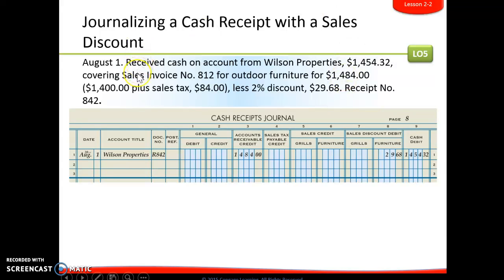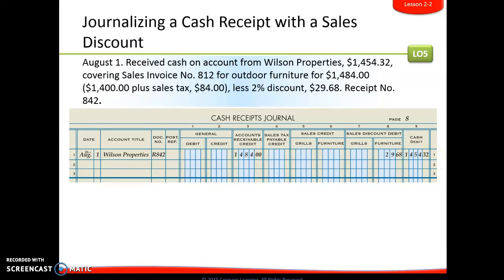So first of all, we're looking at how much cash we received. We know we're receiving cash, so we're going to go into our cash receipts journal. We are receiving this amount, this $1,454.32. That's going to be our cash debit. That's how much cash we're receiving.